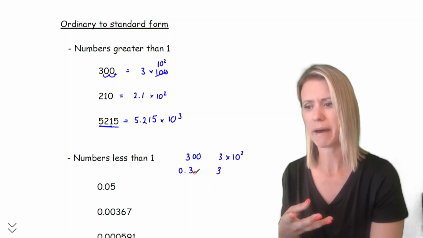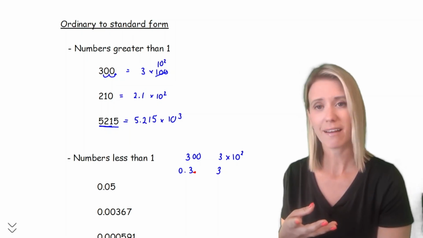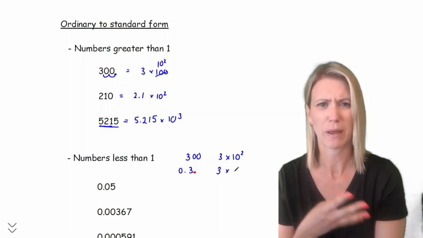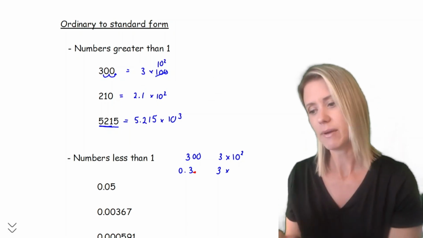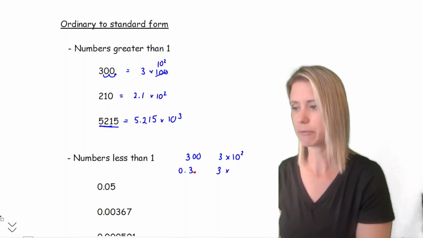Now, how do I get back to 0.3? I've got to divide it by 10, but I can't write divided by 10. I need to write times 10 to a power of something. Okay, so a little bit of extra learning here is this. If I just do a separate box up here.